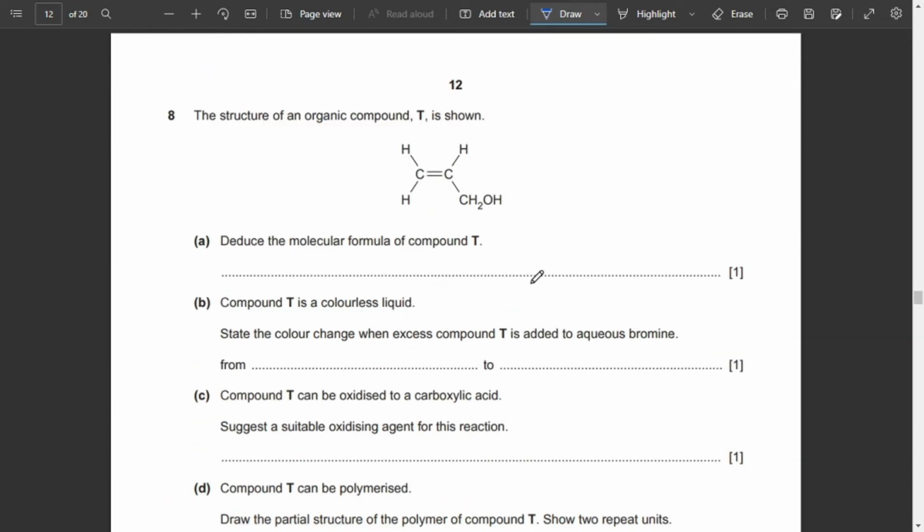The structure of an organic compound T is shown. Deduce the molecular formula of compound T.